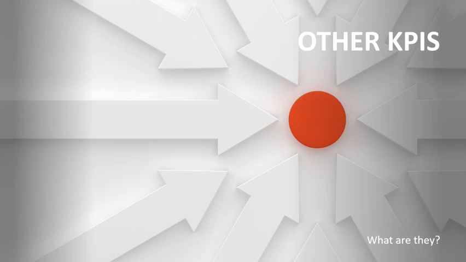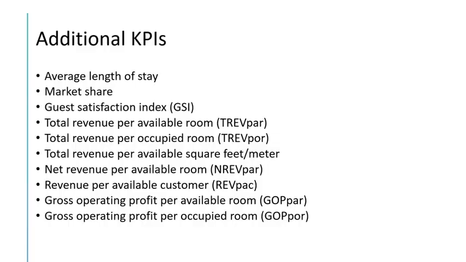So how about some other KPIs? Okay, what are they? Again, these are mostly related to revenue management. Some are related to marketing and sales, because these two fields are becoming closer and closer together. Average length of stay, right? This is actually quite important: when a customer checks into the hotel, how long they stay at the hotel.